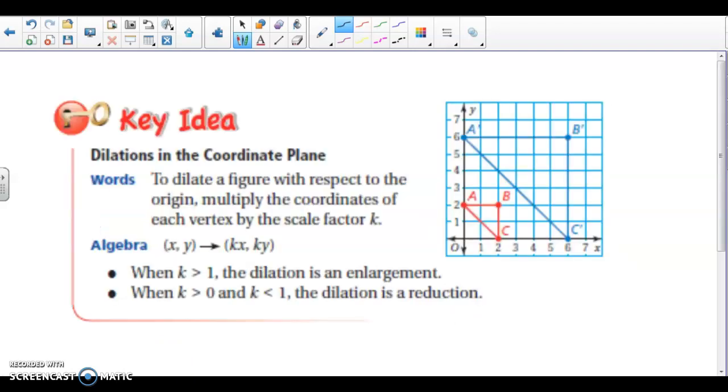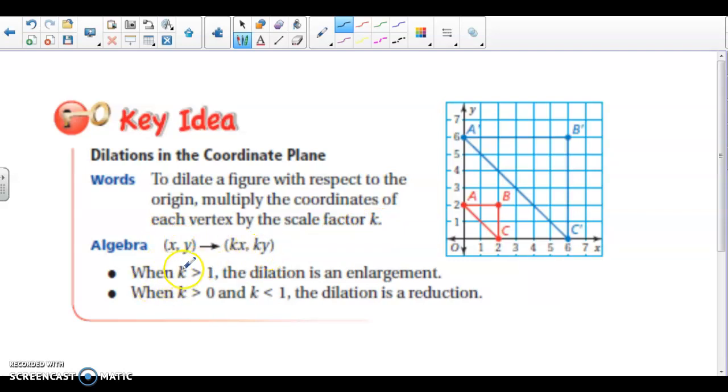Alright, so here is the definition of dilations in the coordinate plane. For the dilated figure with respect to the origin, multiply the coordinates of each vertex by the scale factor, k. So that means that (x, y) will become (kx, ky).